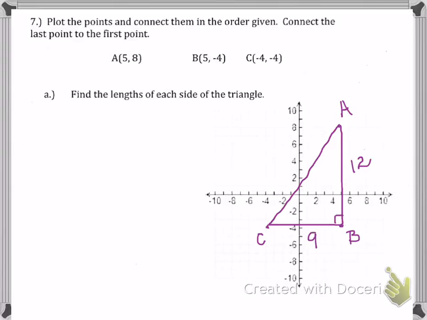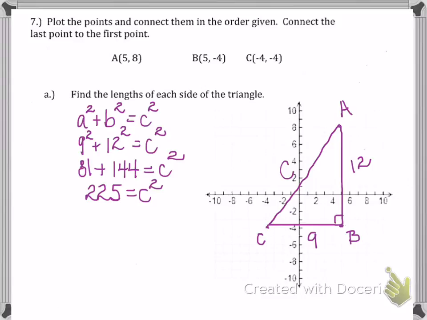Use the Pythagorean theorem to find C, the length of AC. So I've got my formula line, my plug-in line, my work line. I'm finding a total of 225, which is a perfect square. To undo the power of 2, I'm taking the square root of 225. So the hypotenuse should be exactly 15 units long.